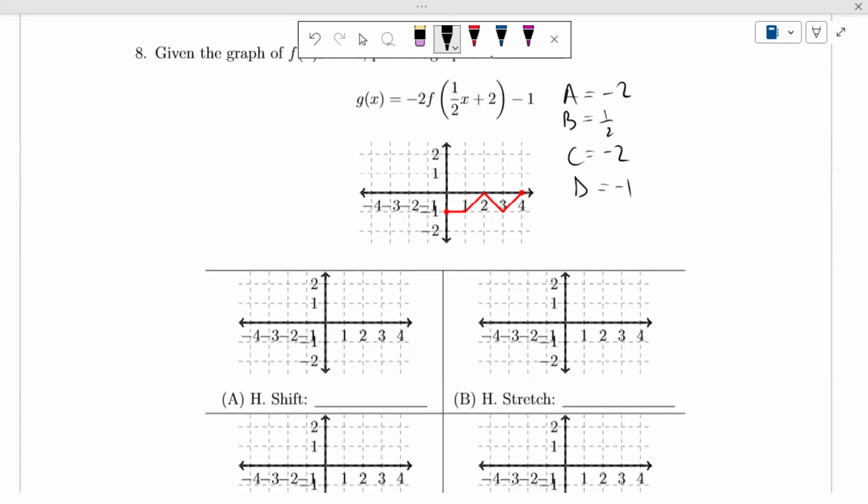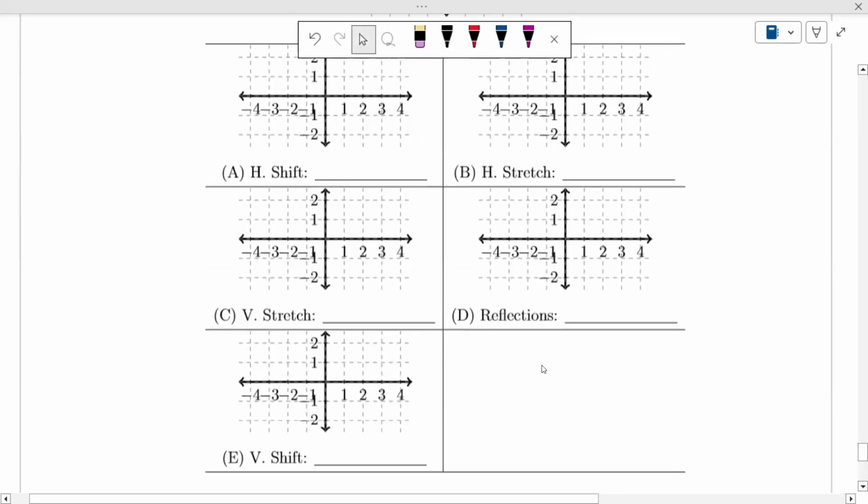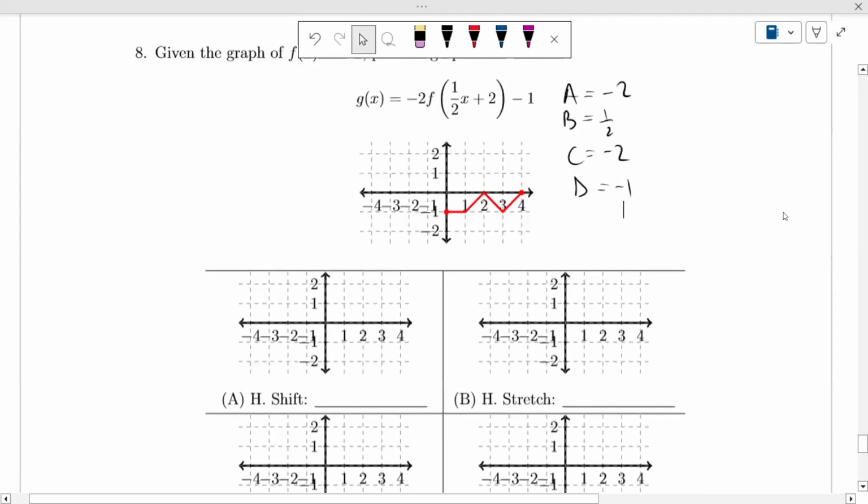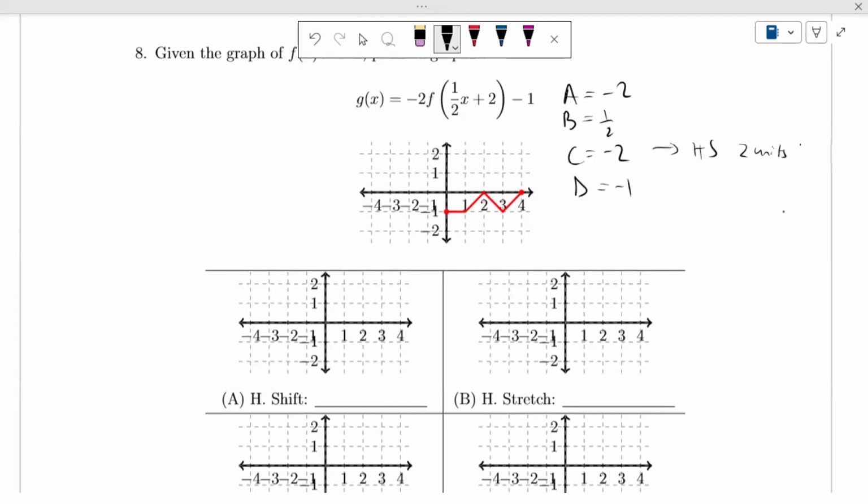I labeled this A through E over here, so there wouldn't be any confusion about which operation you should do. In part A, I want to see you do that horizontal shift on the graph. Here we have C is equal to negative 2, which means that you're going to have a horizontal shift 2 units to the left. Each one of these points should get shifted 2 units to the left.